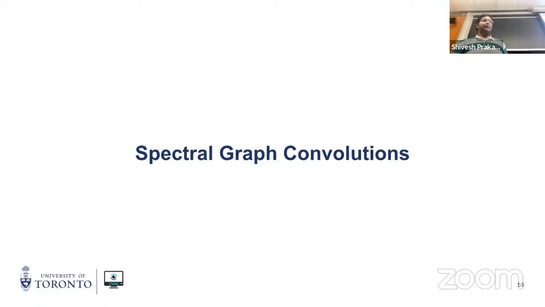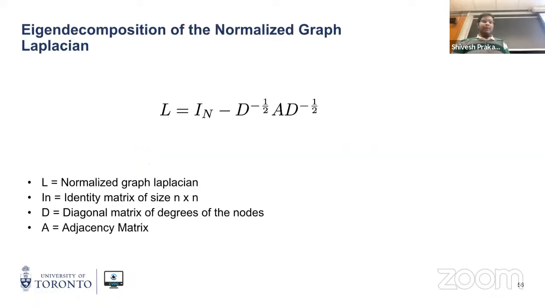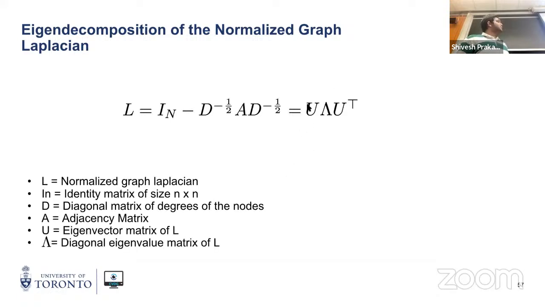Okay, now let's move on to the paper itself. The paper is on graph convolutional networks. Let's start by understanding what each layer is. The layers are called spectral graph convolutions in this case. We talked about the normalized graph Laplacian matrix, which is defined as I minus D to the negative square root times A times D to the negative square root. What we want to do is take the eigen decomposition of this, where U becomes the eigenvector matrix and lambda becomes the eigenvalue matrix of L.